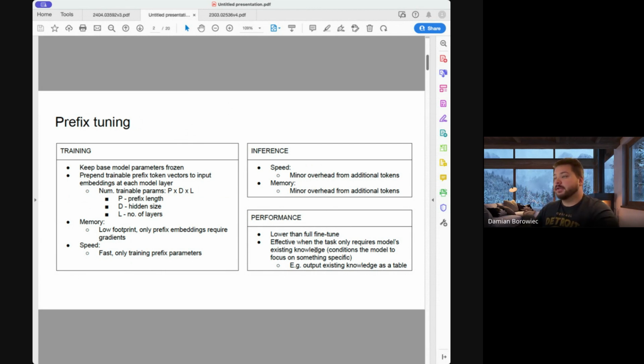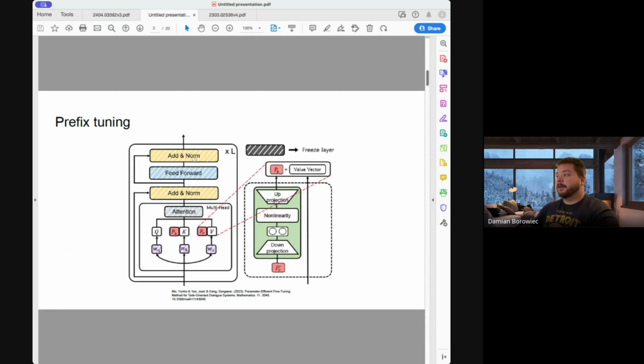So let's say we have some information that the model already contains within its weights or concepts, and all we want to do is just reshape that output into maybe something like a table or a JSON object or something like that. So prefix tuning is quite good for that. So yeah, this is kind of the diagram of how that works.